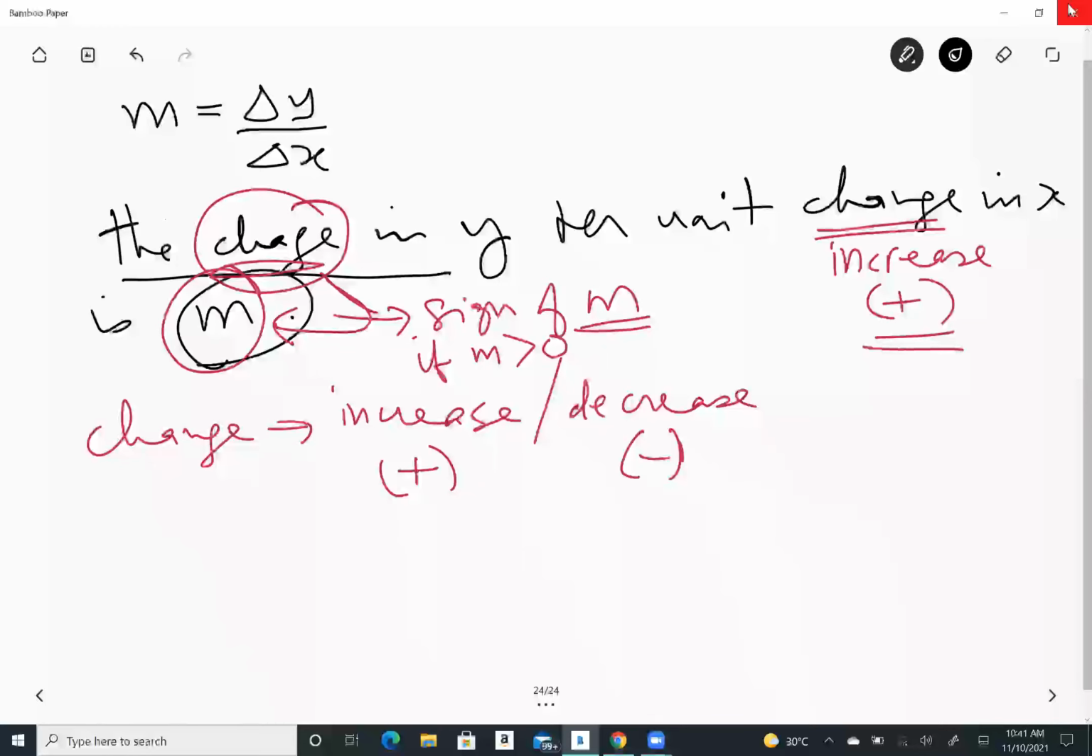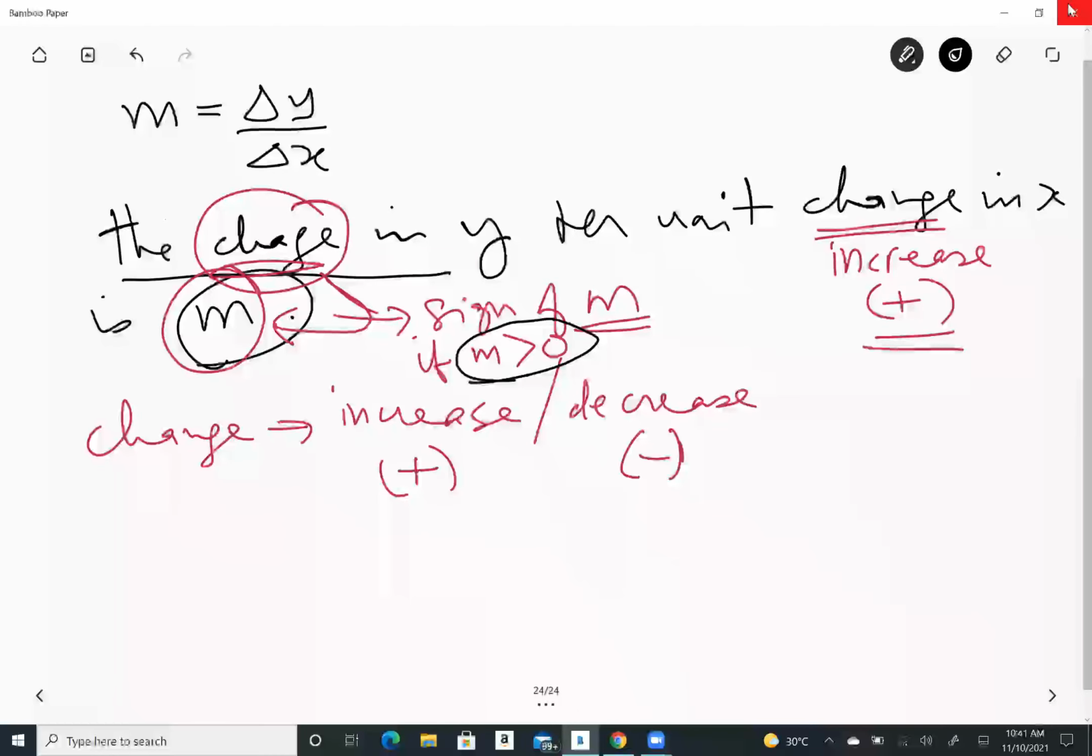So you know X is an increase. The change in X is the increase, the positive, per unit increase in X. So if now we want to determine the change in Y, is the change in Y an increase, or is the change in Y a decrease? So how do you know that? We know it by the sign of M.